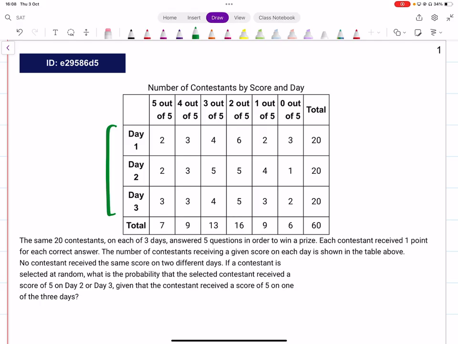Okay. If a contestant, so now this might be important, let's just highlight this. If a contestant is selected at random, what's the probability that the selected contestant received a score of 5 on day 2 and or day 3, given that the contestant received a score of 5 on one of the 3 days? There are 20 contestants in total. That's the total number. We are given that the contestant received a score of 5 on one of the 3 days.